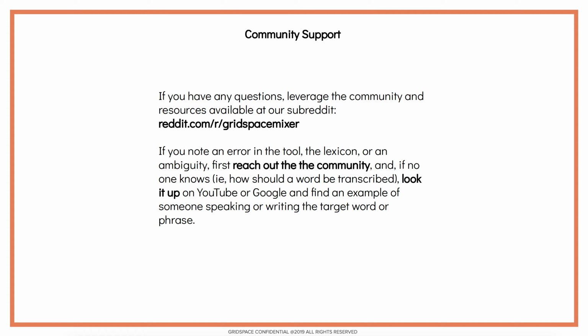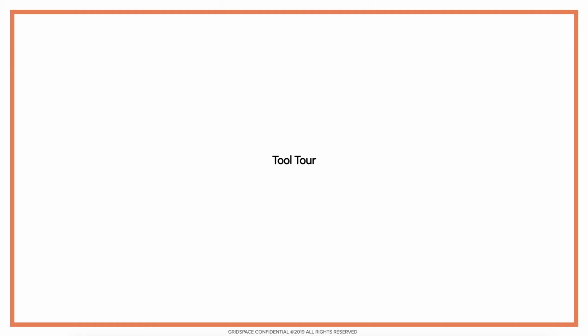If no one knows there, the next step would be to look up the ambiguous word on YouTube or Google and find an example of someone speaking or writing the word or phrase, and use that as your guide for how it should be transcribed. So now we're going to take a tour of the tool and what it looks like, and how you'll access it through Gridspace Mixer.